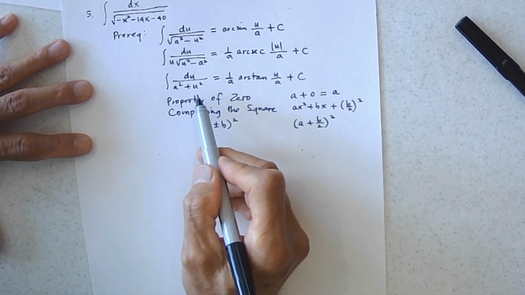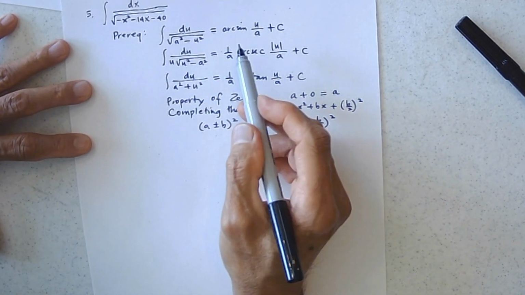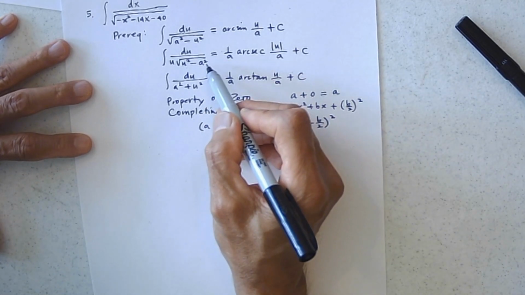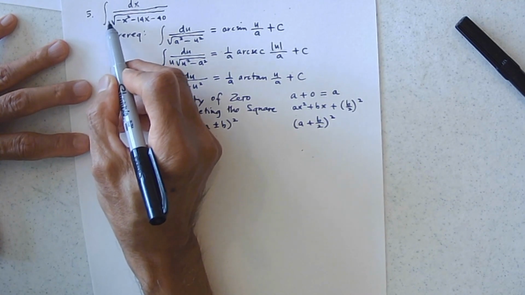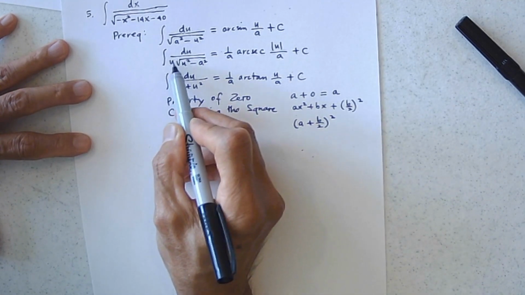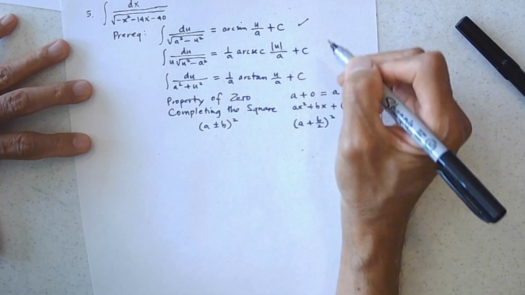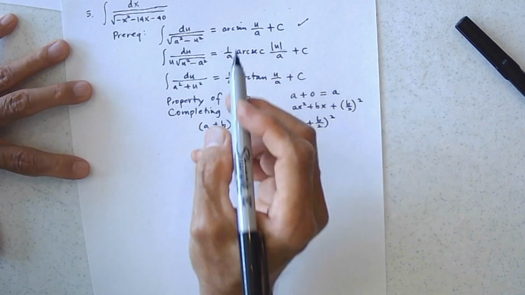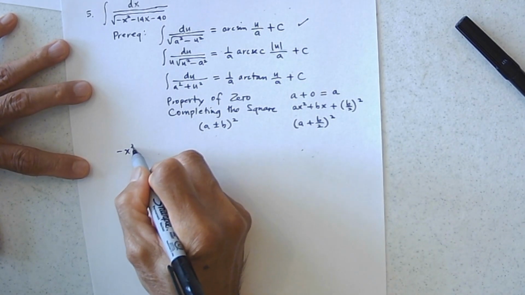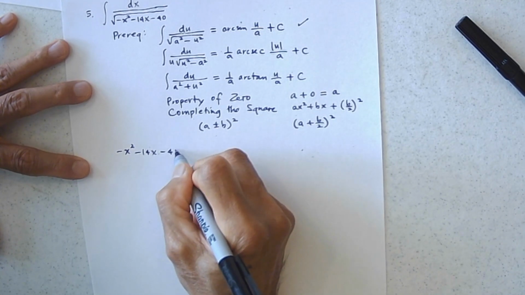It cannot be the arctan because there's no square root. So it could be either arcsine or arcsecant, but we notice that there is no outside u. So by default, this must be an arcsine problem. So we're going to rewrite this into something like this. Here we go. Negative x squared minus 14x minus 40.